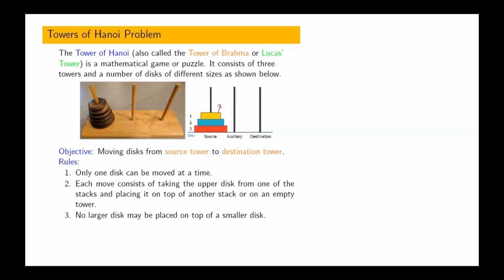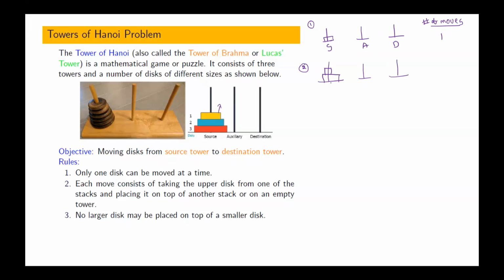Okay, is it possible? This is source, this is auxiliary, this is destination. If there is only one disk, how many moves are required? Only one move, from source to destination. If there are 2 disks, we need 3 moves. So what do we do first?